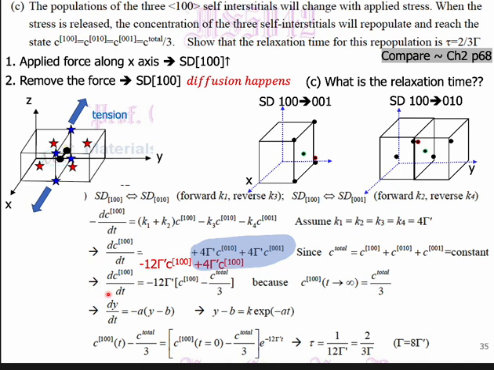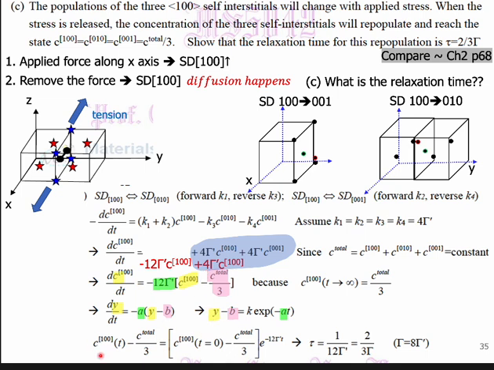Next, I'm going to solve this equation. So I use this familiar engineer mathematic trick. This is Y. Y equals the concentration, and B equals this C total divided by 3, and A equals 12 gamma prime. So for this equation, I know the solution, so I just copy it.